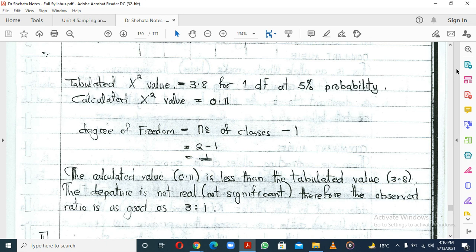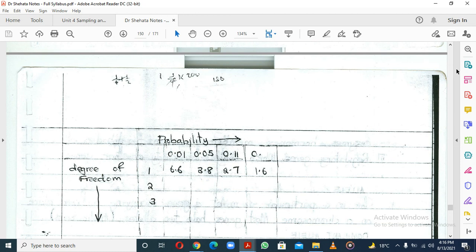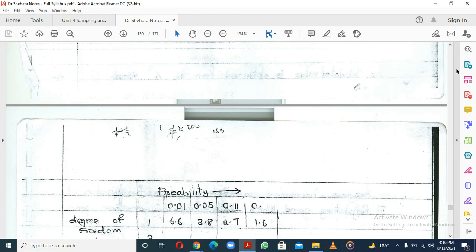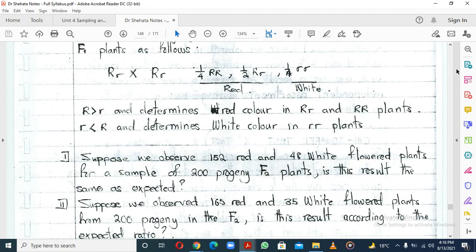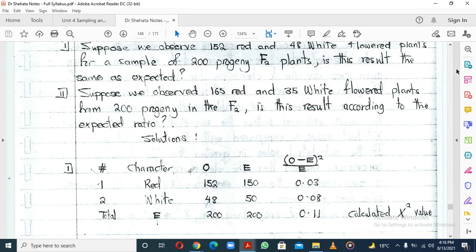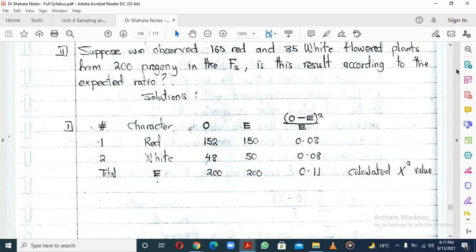So, is everyone comfortable with how to do the chi-squared test? Hello? Okay. So, we now look at the second example.